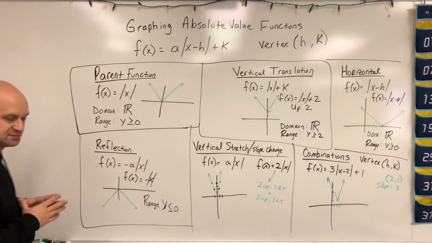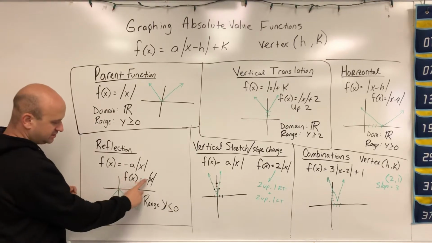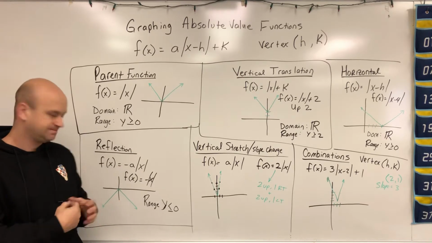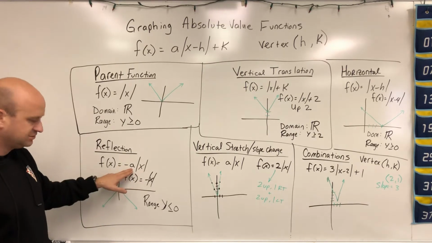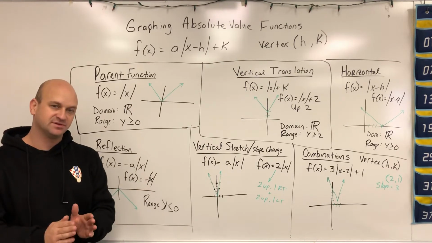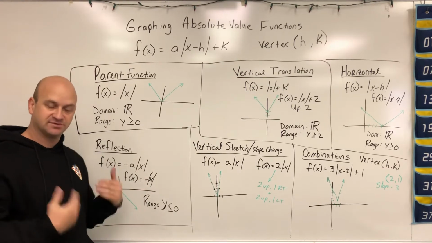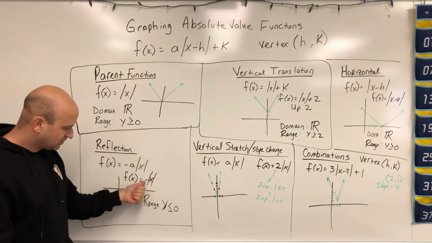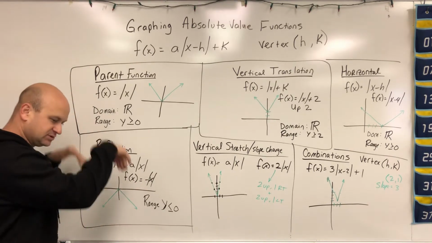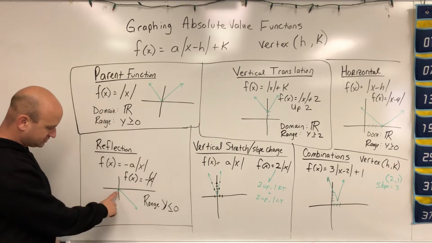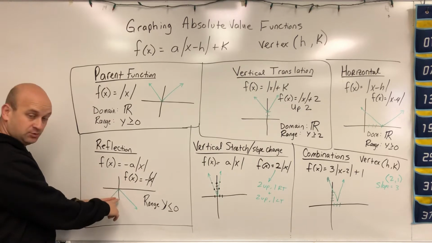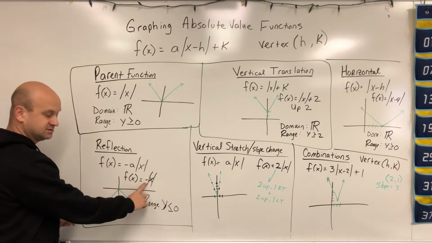Now we go to the reflection. Now this is where the value outside the absolute value is a negative sign. So in this example here, the value would be represented as a, but the first example I want to give you is just a negative, which represents the value -1 for a. So what this is going to do is flip our graph upside down. So it's going to open up and go downwards. So our vertex stays the same at 0. Our graph would go down 1 and over 1 in both directions.